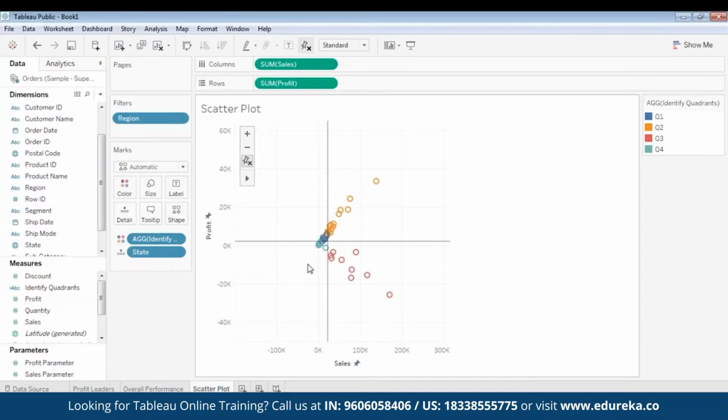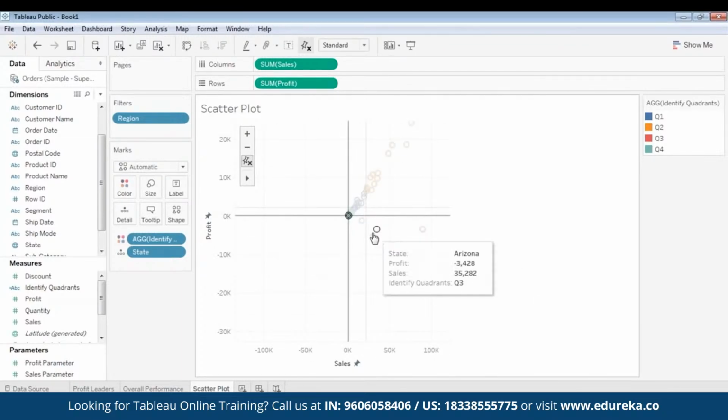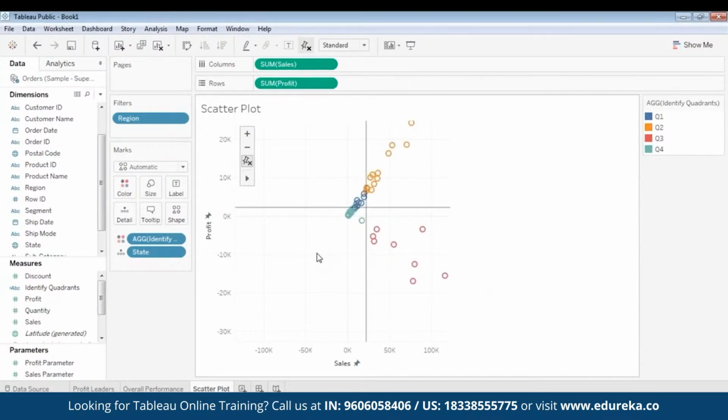And over here where you don't have much profit, much sales, you need to divest. You don't need to invest if those states are not doing very well. The sales are also less, and the profit is also in negative. Basically, you can stop investing in those kinds of markets.